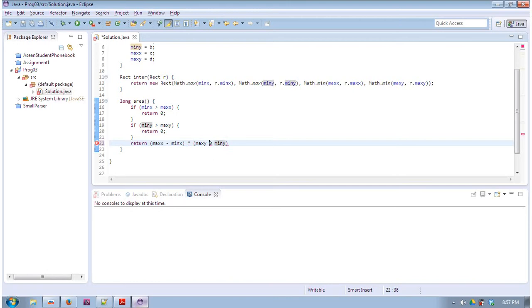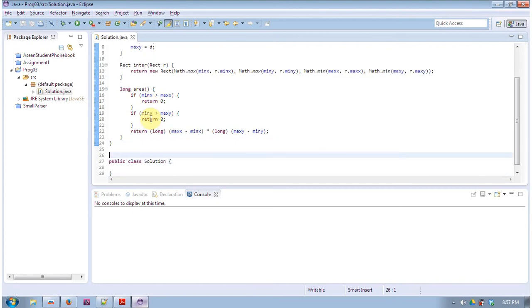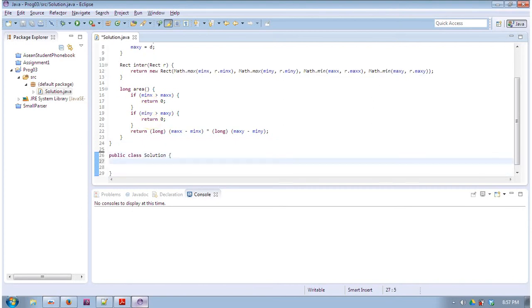times max y minus min y. The problem in this part is that when I previously ran it, it displayed an integer, so to be safe, let's typecast them as long. Because in Java, when something overflows, it doesn't throw an error, it just wraps around, so I get weird values.